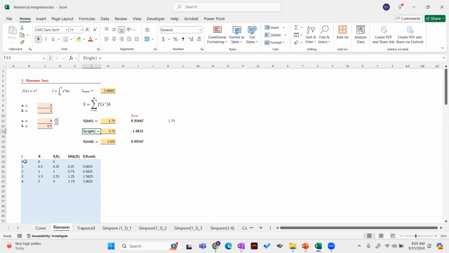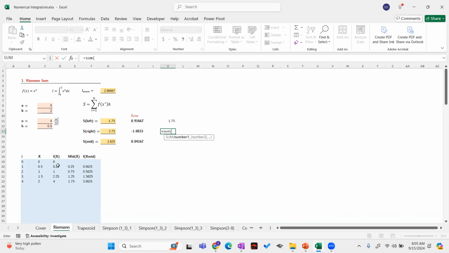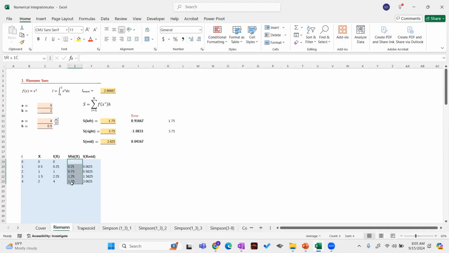So for this interval 0 to 0.5, I will take this height on the right side. In this interval, I'll take this height. In this interval, I'll take this height. In this interval, I'll take this height. So the second one would be sum of these four, correct, times the subinterval width, okay, 3.75.